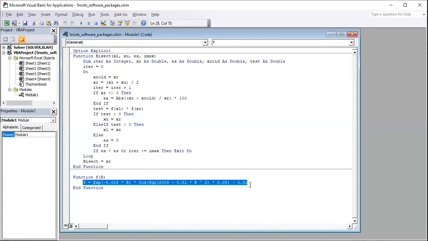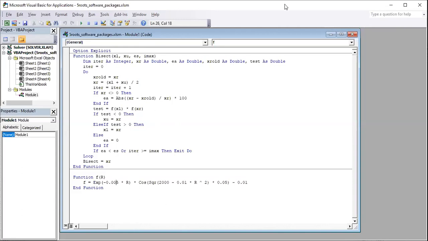This is the function we are evaluating because it's a different question. Depending on the question, the bisect function is going to be the same, but the function we evaluate is going to be different. So we have to change this function to the question we arrived at. And this is the bisection method.